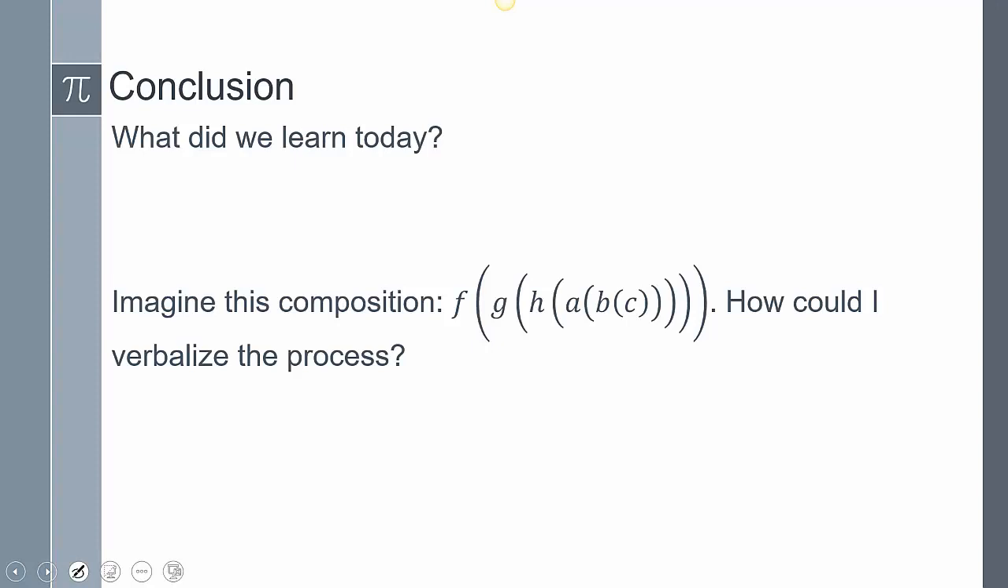Which is, well, you take whatever c is, you plug it into your b function. You take whatever your b of c is, you plug that into your a function. You take whatever this is, you plug it into your h function. You take whatever this is, you plug it into your g function. Take whatever this is, you plug into your f function. And through that enormous amount of simplification that's probably going to be required, you would have your answer.